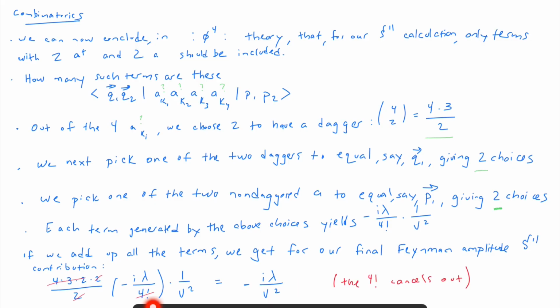The factorials will nicely cancel out. You have 4 times 3 times 2 factorial, and that cancels out with this. And then you have 2 over 2, that cancels out to 1. And this is your final answer for your S1 contribution. The S1 term contribution to your final Feynman amplitude is minus i lambda over v squared. The v squared part you'll see not included in certain textbooks, depending on how you define discretized calculations, but the minus i lambda seems to be the really important part.